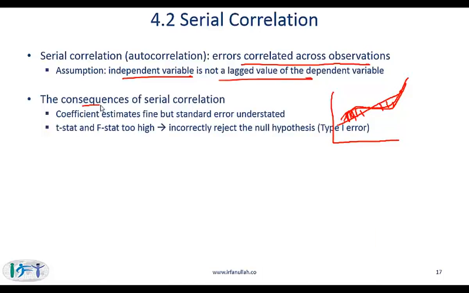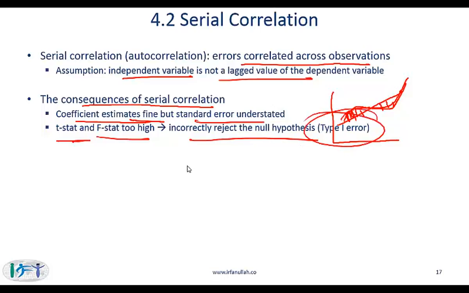So what are the consequences of serial correlation? And this should be easy to remember because it is the same as heteroscedasticity, roughly speaking. The coefficient estimates are fine again, but the standard error is understated. The t-stat and the f-stat will be overstated, so you will happily and possibly incorrectly reject the null hypothesis. So incorrectly reject the null hypothesis, and if you remember one of your favorite aspects of level 1, that is the type 1 error.